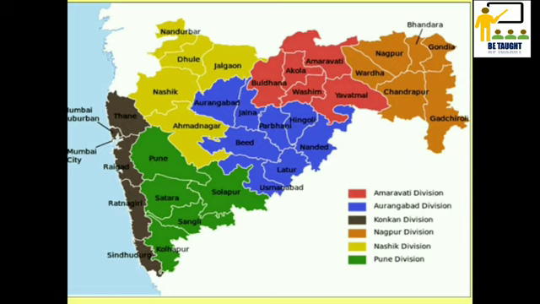So this is the map of our state of Maharashtra. And our Maharashtra has been divided into different divisions. As you can see in the index over there, the different colors are given for different divisions. And it is divided into 6 different divisions. That is Amravati division, Aurangabad division, Konkan division, Nagpur division, Nasik division, and the Pune division.